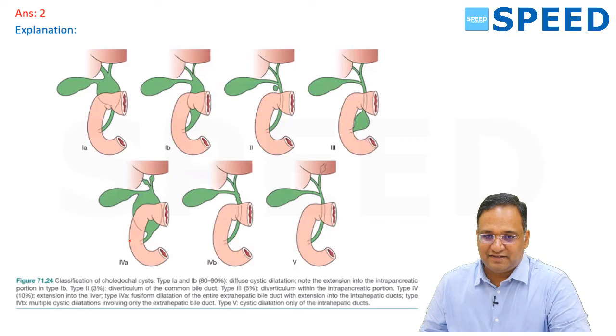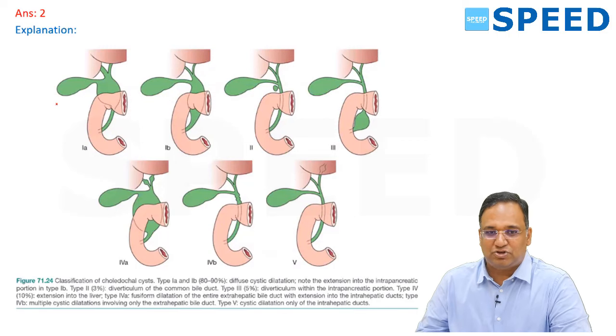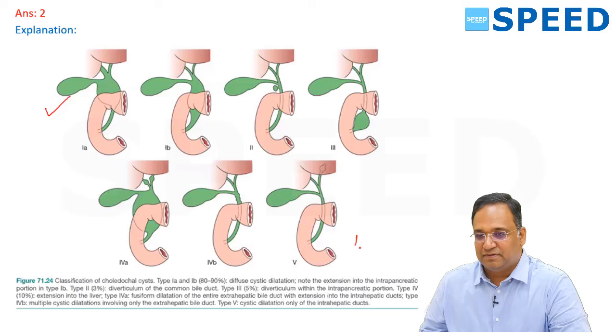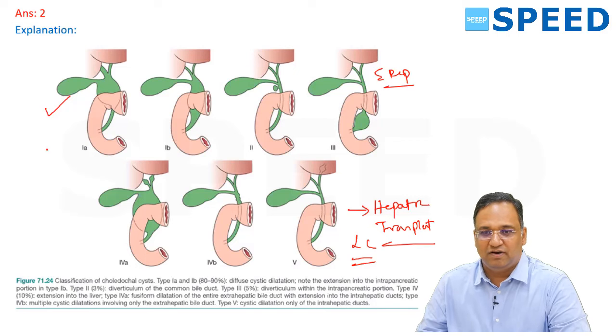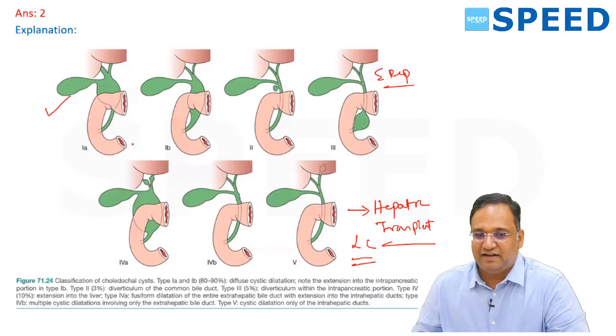Type 4A is multiple intrahepatic and extrahepatic cysts, whereas type 4B is only multiple extrahepatic cysts, and type 5 is Caroli's disease, multiple intrahepatic cysts. The most common type is type 1 and the least common type is type 5. The treatment of choice for type 5 is hepatic transplant. Understood? Hepatic transplant. Because all this will be asked. Type 3: ERCP and puncture of the cyst. Rest of all: excision of the cyst and biliary reconstruction.